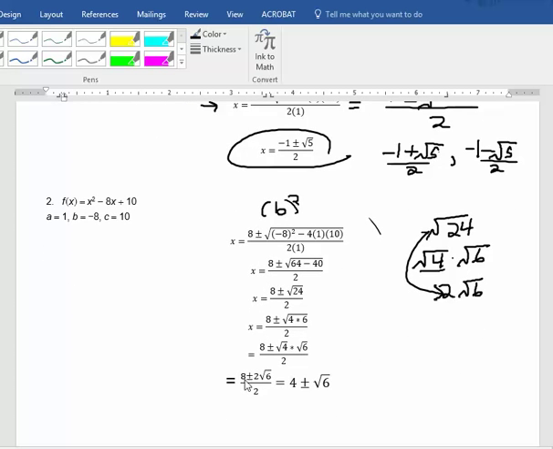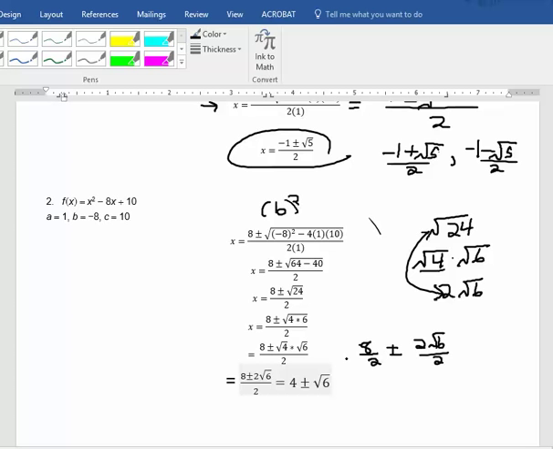So we have 8 plus or minus 2 times the square root of 6 all over 2. Now, every one of these terms is divisible by 2. So you could write this as 8 over 2 plus or minus 2 square root of 6 over 2. You could separate it into its 2 parts.